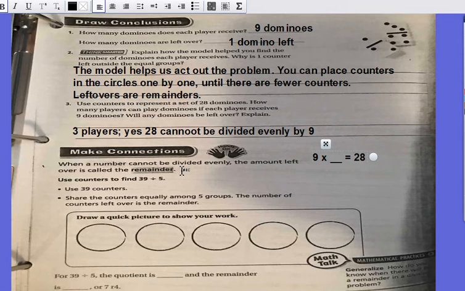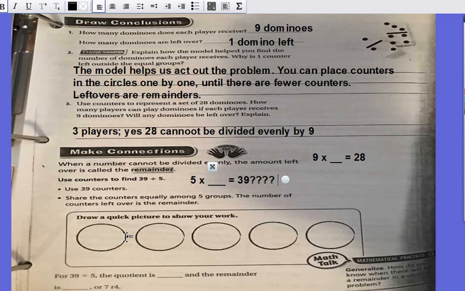So use 39 counters. Share the counters equally among 5 groups. So we have 1, 2, 3, 4, 5. Remember when I said we're using division whenever we're talking about groups? So we have 5 groups, and then we're trying to put 39 in those 5 groups. And I'm sure you already know that we're going to have leftovers, because 5 times something equals 39? Nope, because we know that 5 times something equals 40, but let's see how much. Let's just go through the work here.